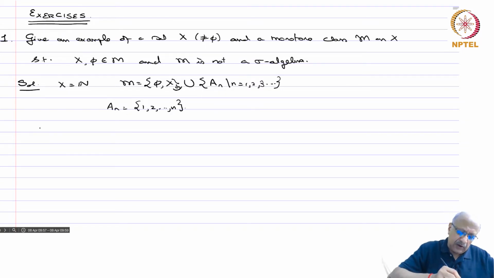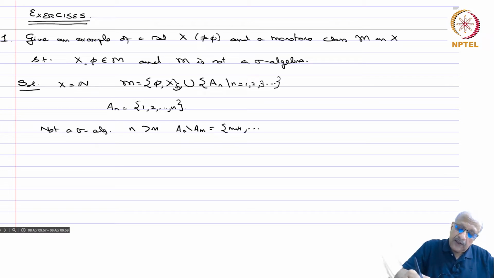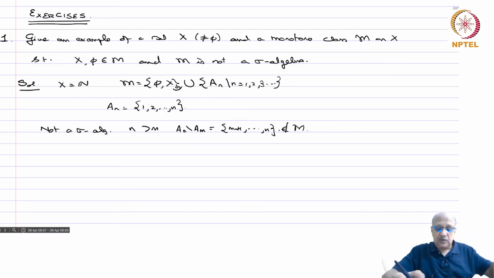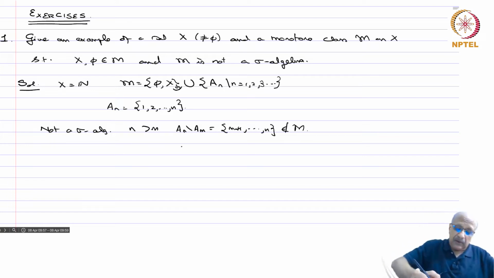So this is not a sigma algebra, since if n is bigger than m, we have A_n minus A_m equal to m plus 1 up to n, which does not belong to M, and therefore it is not closed under differences, so this is not a sigma algebra.